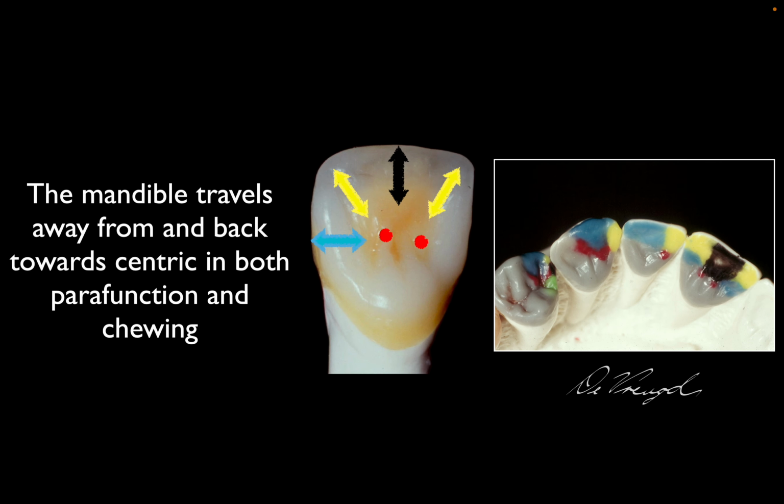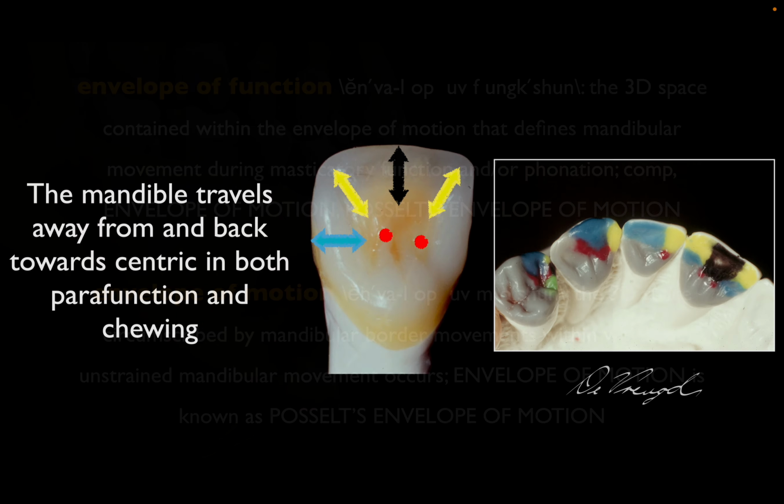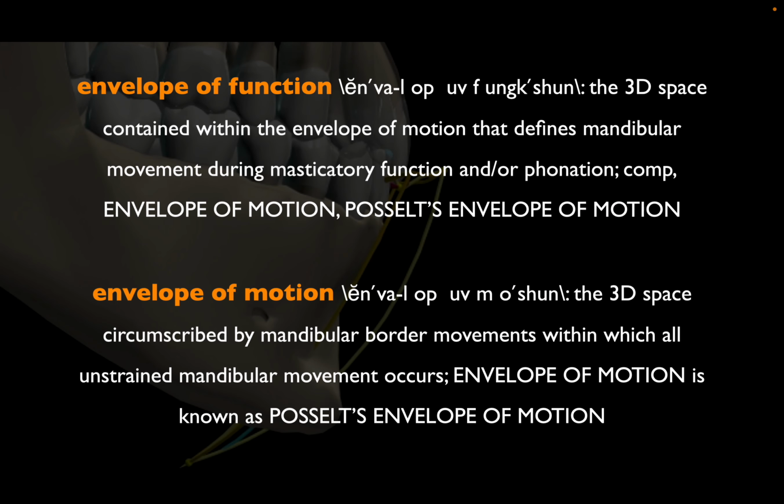But it's essential to understand, and this was taught to me by Russ DeGroot, that the mandible travels away and back towards centric in parafunction and in chewing following the exact same pathways. And Russ demonstrated this beautifully in his wax-up. You can see that protrusive is in black, lateral obtrusive in yellow, and lateral movements in blue. And so we need to understand how things work.